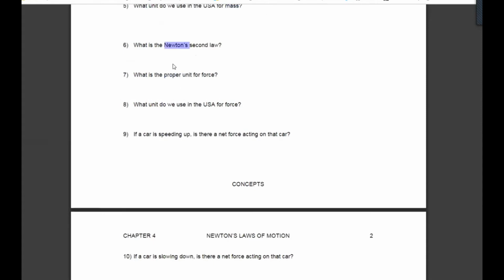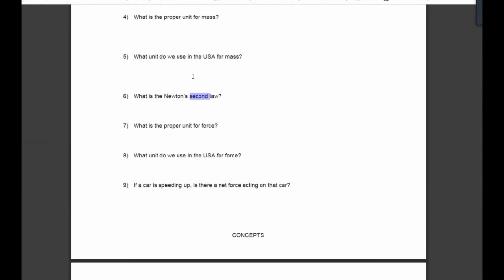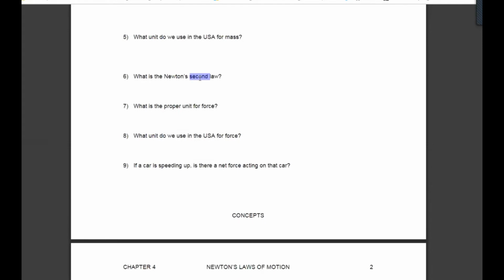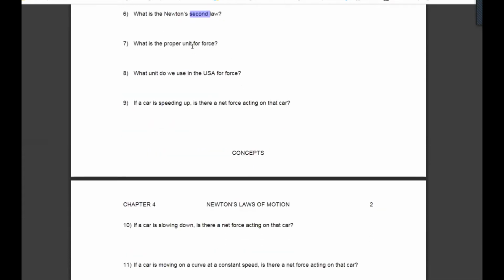And then we've got the second law. The second law is all about what happens in the presence of a net force. So if there's a net force acting, the net force is going to overcome the inertia, meaning that if it's acting on an object, it's going to make it go faster, slower, or it's going to make it change direction in the direction of that external force.